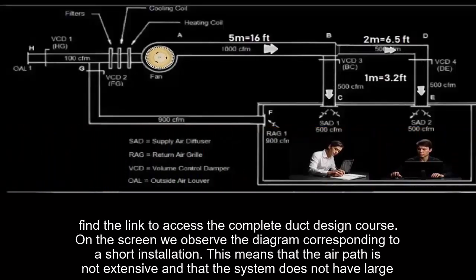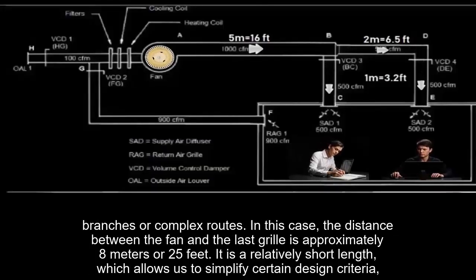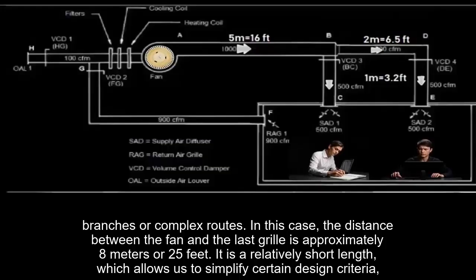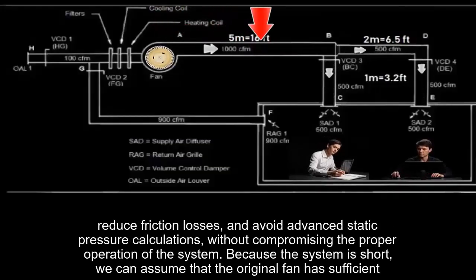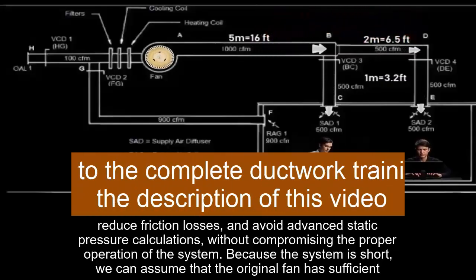On the screen, we observe the diagram corresponding to a short installation. This means that the air path is not extensive and that the system does not have large branches or complex routes. In this case, the distance between the fan and the last grill is approximately 8 meters or 25 feet. It is a relatively short length, which allows us to simplify certain design criteria, reduce friction losses, and avoid advanced static pressure calculations without compromising the proper operation of the system.